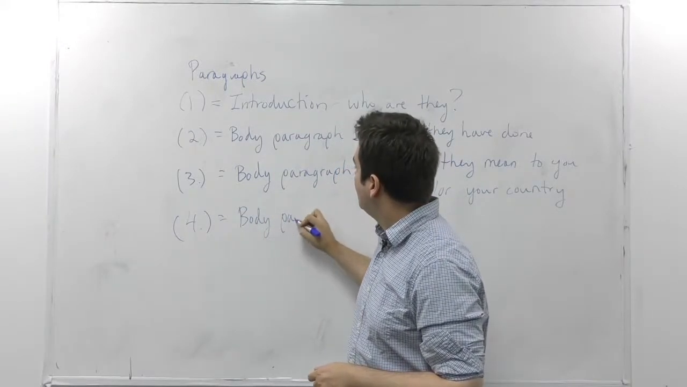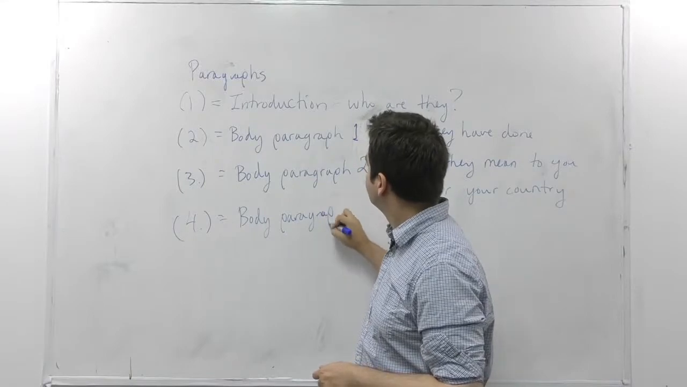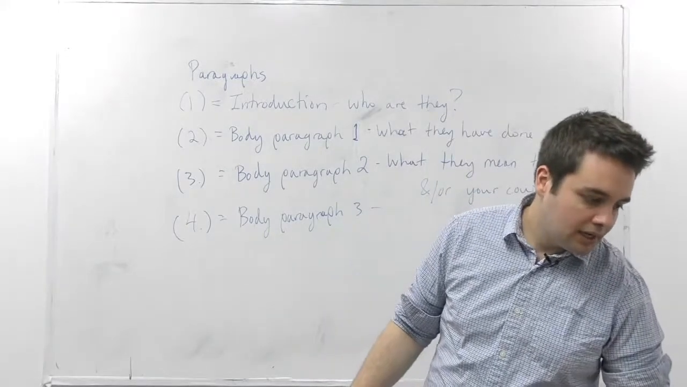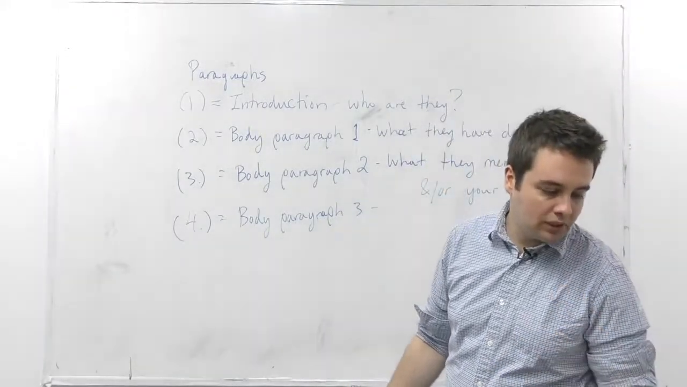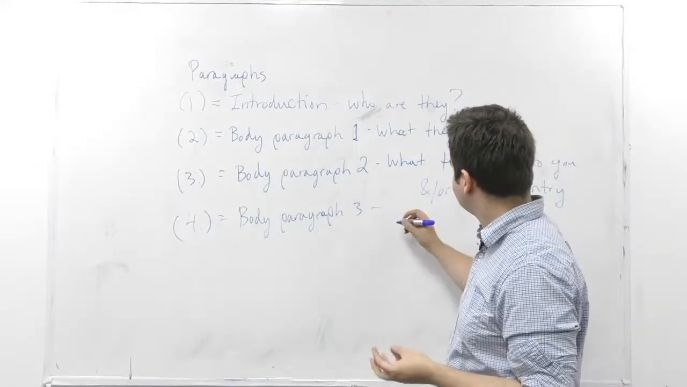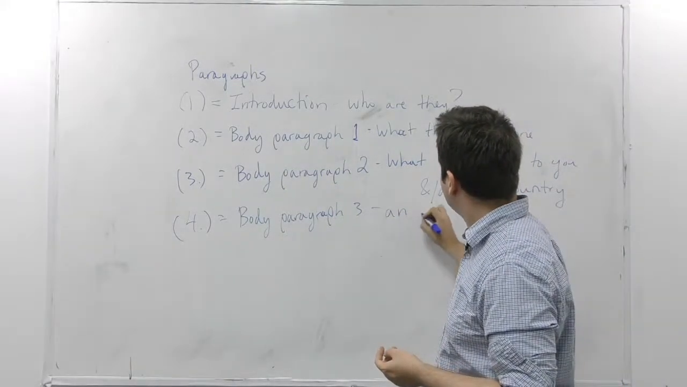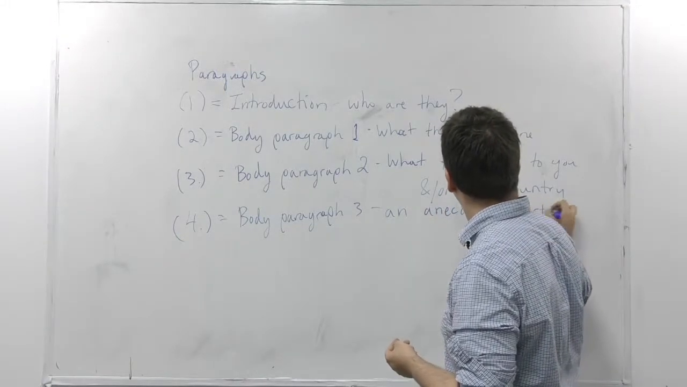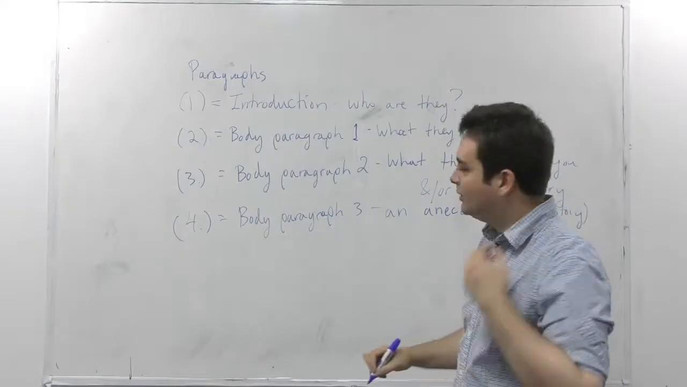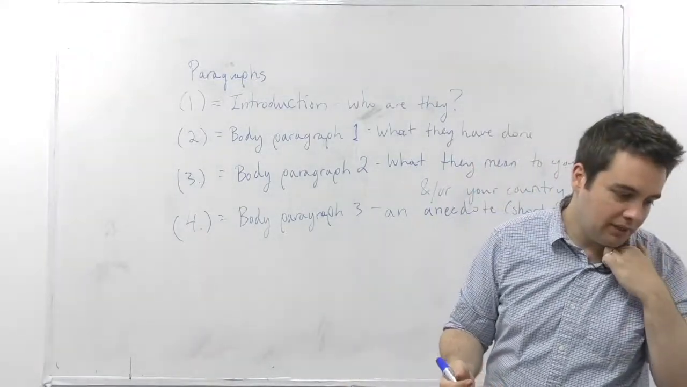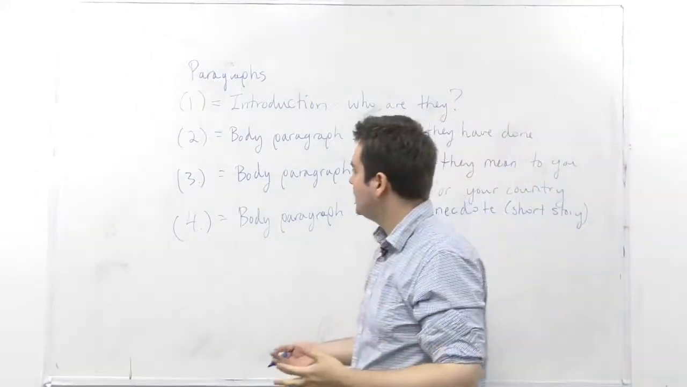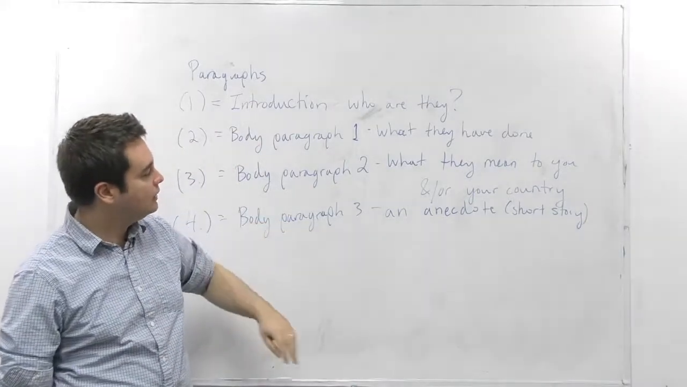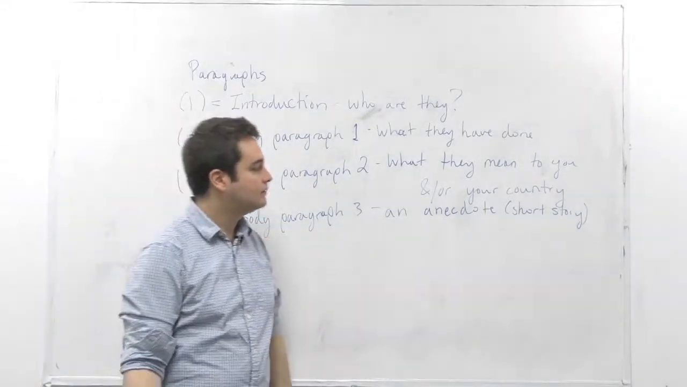Body paragraph 3. This is where you should write about maybe how they have shaped your life, or an anecdote. And an anecdote is like a short story. So try to choose a funny short story about them that shows their character. Or maybe, yeah, write about how they have helped your life or the lives of the people of your country, right? But I think telling an anecdote in the third body paragraph is a fun idea.